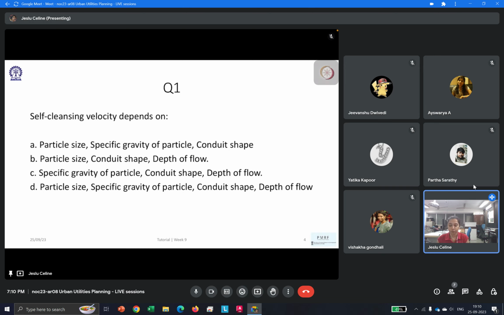Before we begin, what is self-cleansing velocity? I just briefly explained it in the introduction. So, can somebody elaborate on what self-cleansing velocity is?